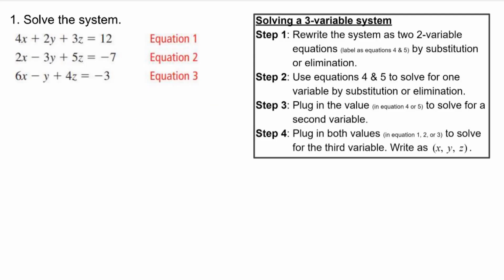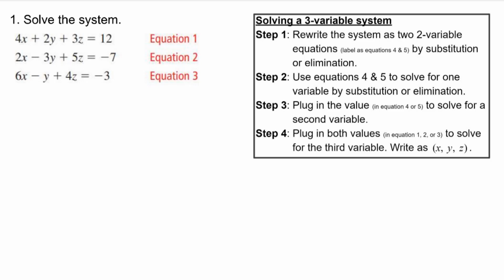To solve a system in 3 variables, rewrite the system as 2 two-variable equations by substitution or elimination. Elimination is far easier than substitution. Use equations 4 and 5 to solve for 1 variable by substitution or elimination. Plug in the value into one of your 2-variable equations to solve for a second variable. Then plug those in to solve for the third in one of the original equations.